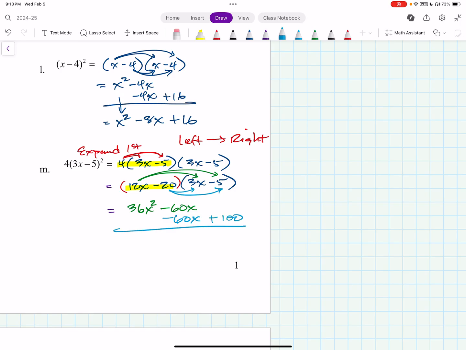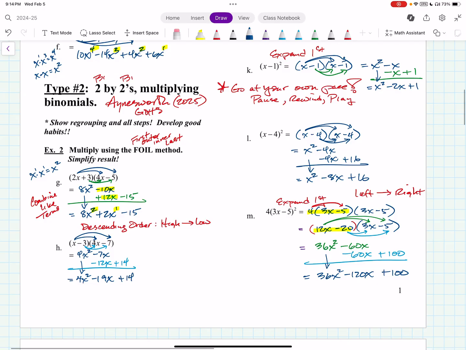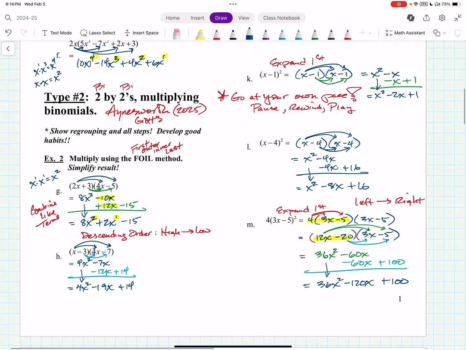All right, and then you add like terms. So you bring down the first term, 36x squared. And then the middle terms here, minus 60x. If you're subtracting 60x and then subtracting 60 more, you're subtracting 120 total, right? And then you got the constant right there. And there we go. That is the lesson, my friends. And that is how you multiply binomials together here.